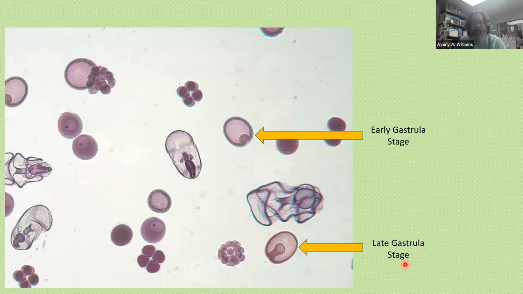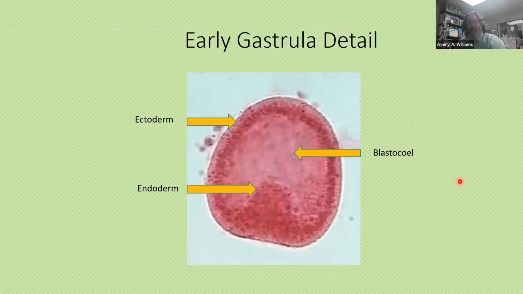And we go to the late gastrula. As long as it's forming this little gut-like structure, it's a gastrula. So you go blastula, early blastula, late blastula, early gastrula, late gastrula. How about that? Now, I'm zooming in and looking at detail of the early gastrula to let you know what's going on in there. So this is the early gastrula. There's that close-up of that little nub right there, all right?